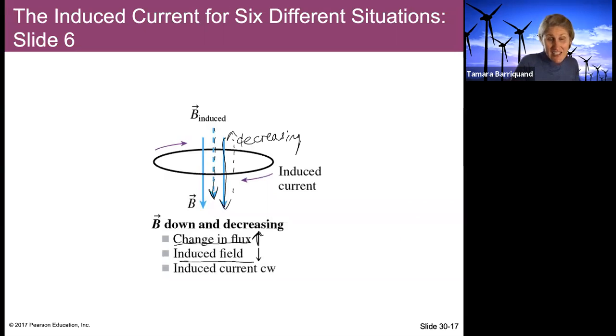So Lenz's law tells us that if we have a changing magnetic field, that's the only time we're going to get a current, and that induced current will go in the direction that will oppose the change in the magnetic field.